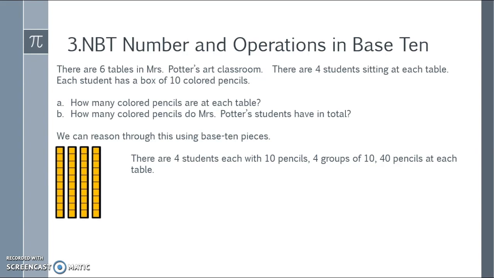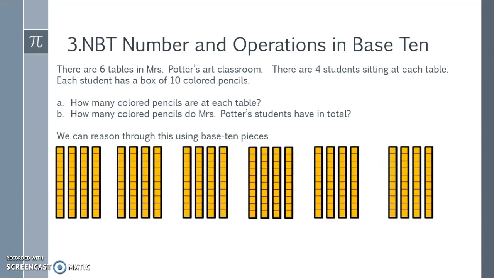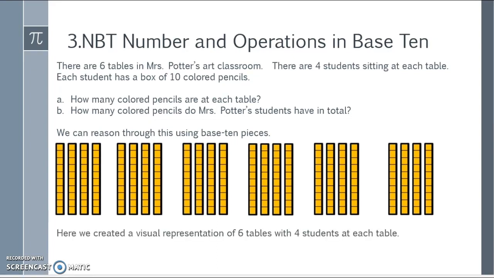That answers part A. Now, there are 4 students sitting at each table, each student with 10 pencils, so I've created 6 different groups for each of the different tables. Here we created a visual representation of the 6 tables with 4 students sitting at each table.